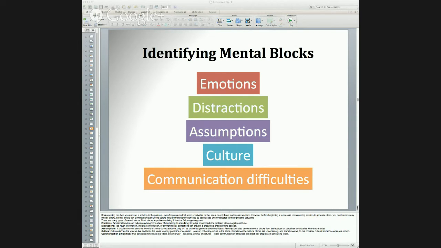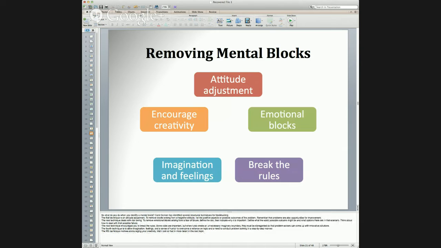Last but not least, communication difficulties. If we cannot communicate our ideas in some way, speaking, writing, or pictures, these communication difficulties can block our progress in generating ideas. Imagine not having communication skills, and you want to solve a problem, and you have to ask questions, and you have to do an interview, and you have to generate ideas, and you have to gather information. If you do not have proper communication skills, you will not be able to effectively fulfill the techniques of solving your problem. It will be quite impossible. So solve the problem by learning communication skills.